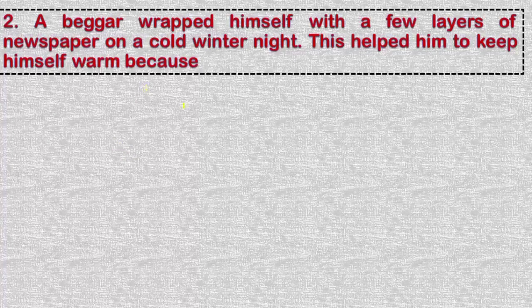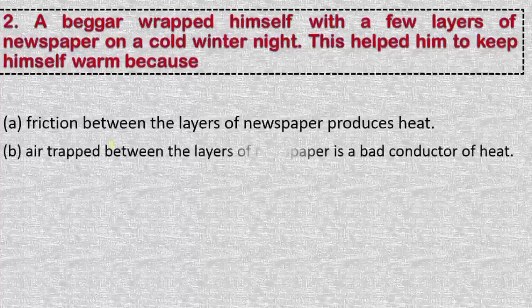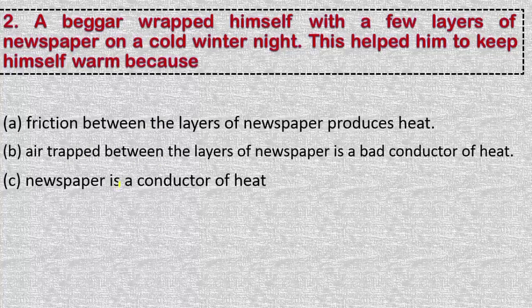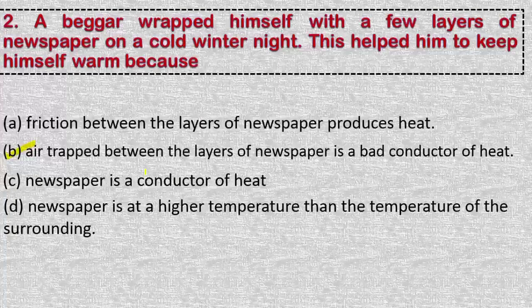Let us move to the next question. A beggar wrapped himself with a few layers of newspaper on a cold winter night. This helped him to keep himself warm because: option A, friction between the layers of newspaper produces heat. Option B, air trapped between the layers of the newspaper is a bad conductor of heat. Option C, newspaper is a conductor of heat. Option D, newspaper is at higher temperature than the temperature of the surrounding. The correct answer is option B. As air is an insulator, the air trapped between the layers of newspaper is a bad conductor of heat. The correct answer is option B for this question.